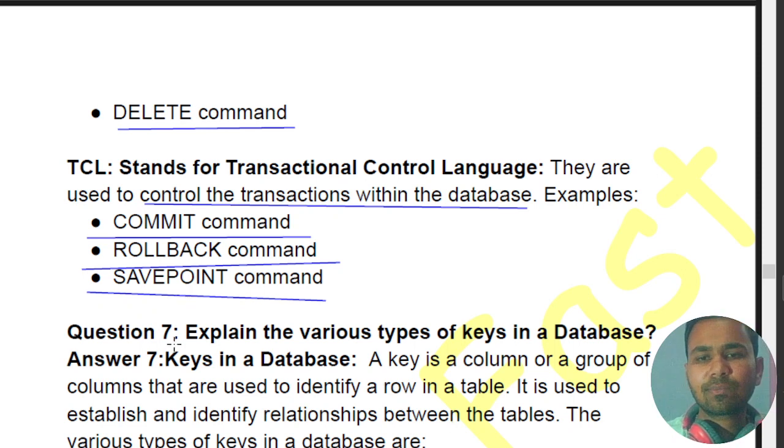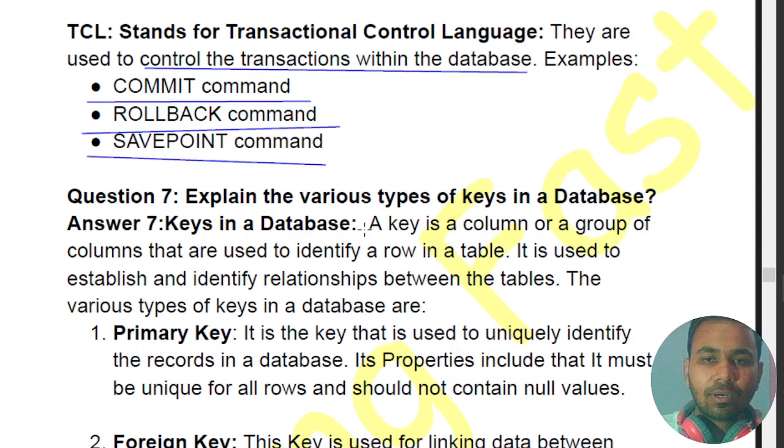Question number 7. Explain the various types of keys in a database. So a key is what? A key is a column or a group of columns that are used to identify a row in a table. It is used to establish and identify relationship between the tables.